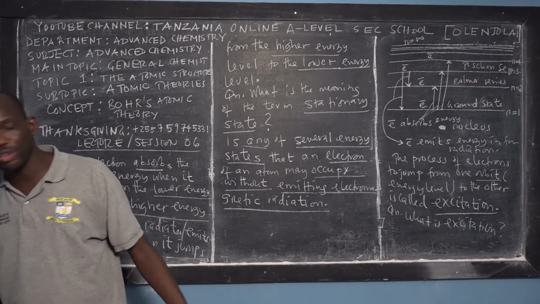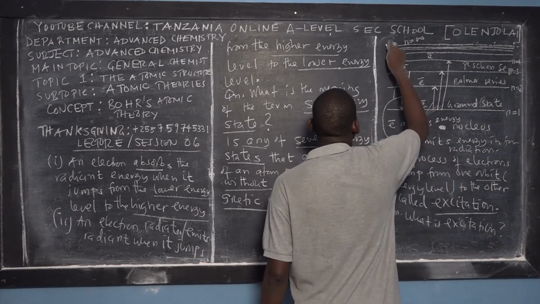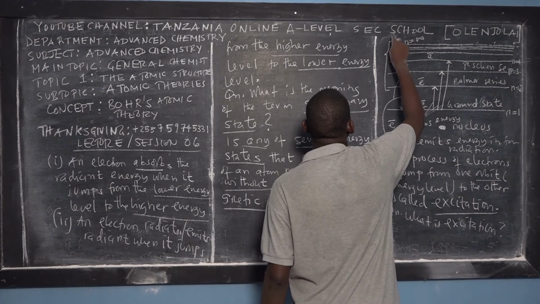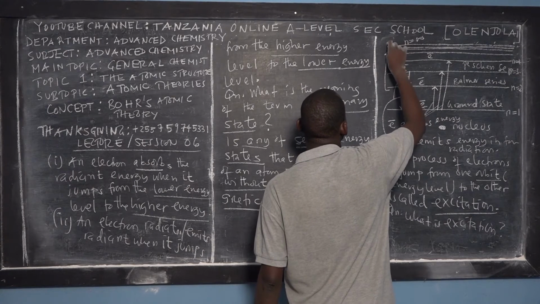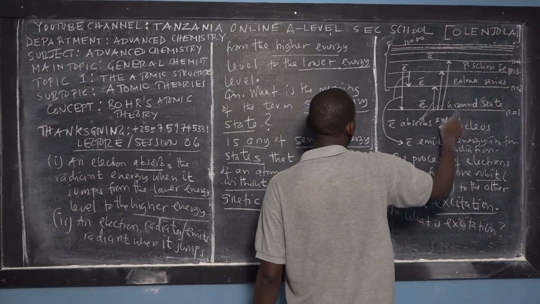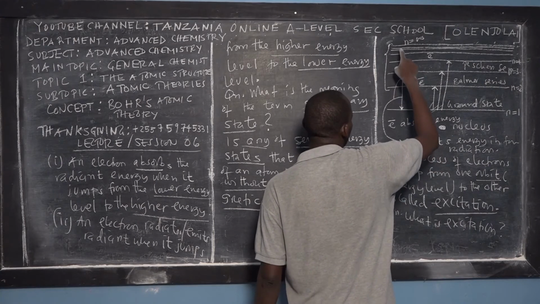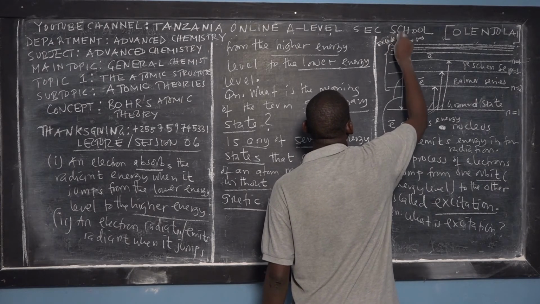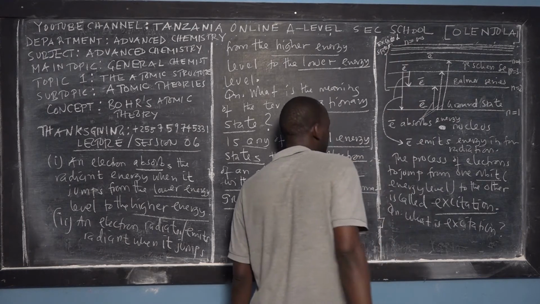So it may be ground state or excited state. Again, remember that this is the ground state, but all of this, from the higher energy level to the secondary energy level, in chemistry we call the excited state. So this is the ground state. The Lyman series, Balmer series, Paschen series, Brackett series, Pfund series, we call them excited states.